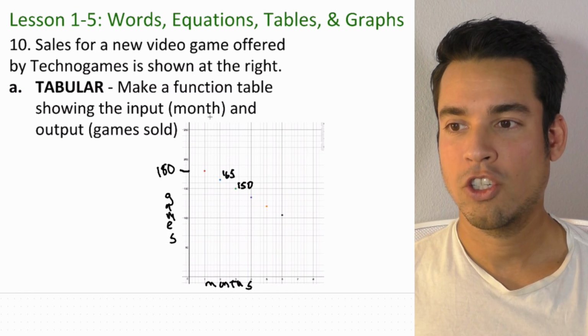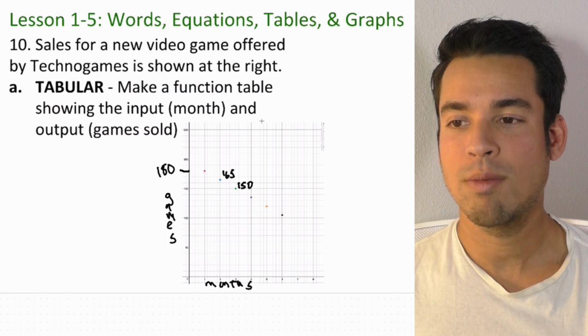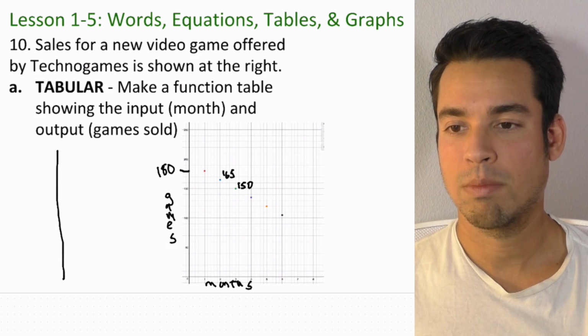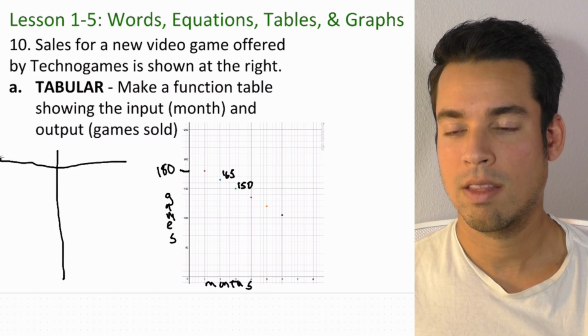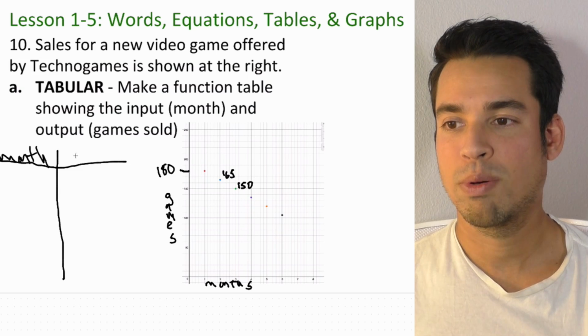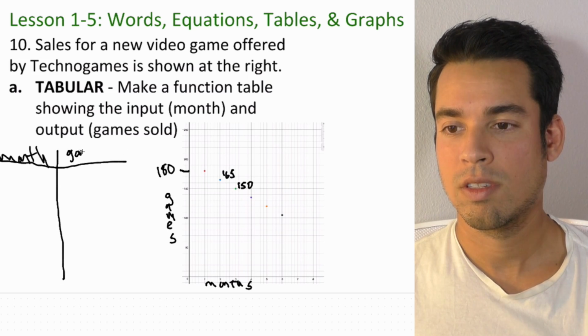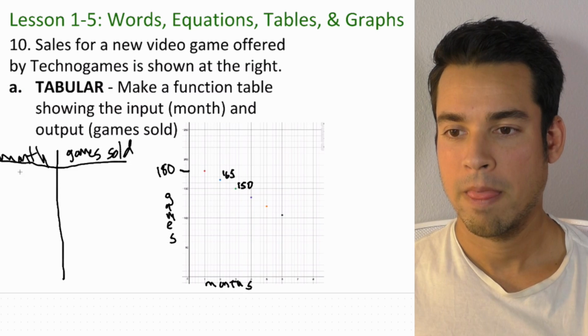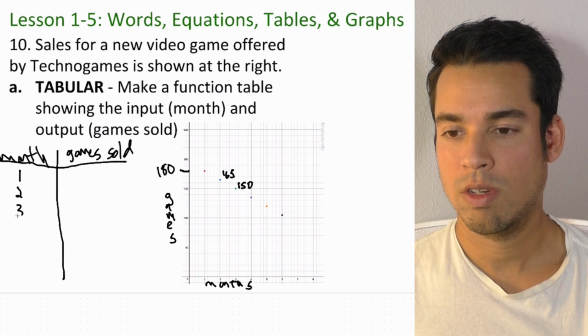So it says make a function table showing the input and output. So let's go ahead and do that. Our input is simply month, and our output is games sold. And our input, we already can see, we got 6 points. 1, 2, 3, 4, 5, 6. Let's go ahead, month 1, 2, 3, 4, 5, and 6.